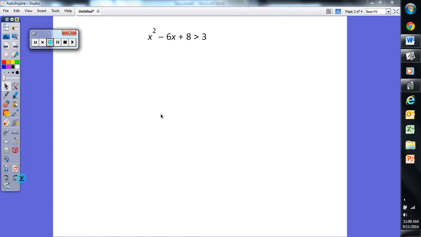Okay, I did not have one of these saved, so I'm going to make it real quick. The bell's probably going to ring while I'm talking, but I feel bad that you guys got shafted on the last one. So this is a quadratic inequality.